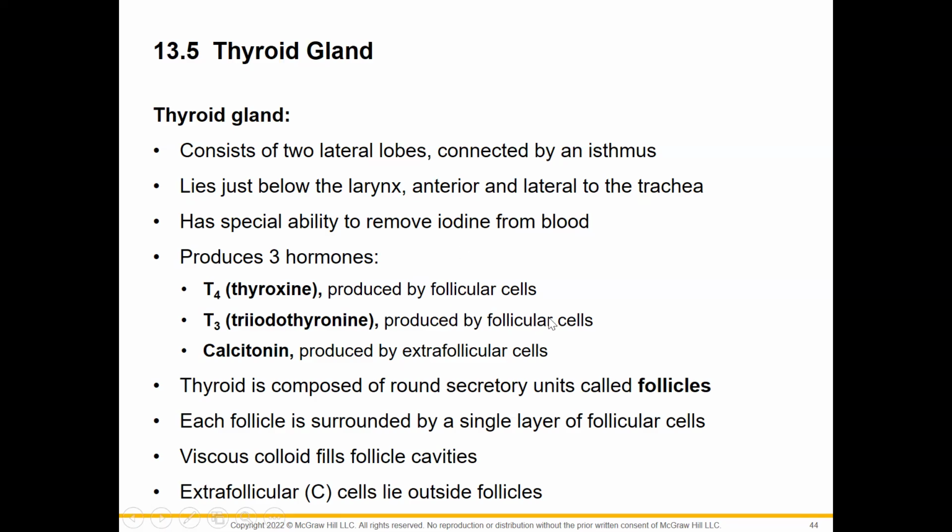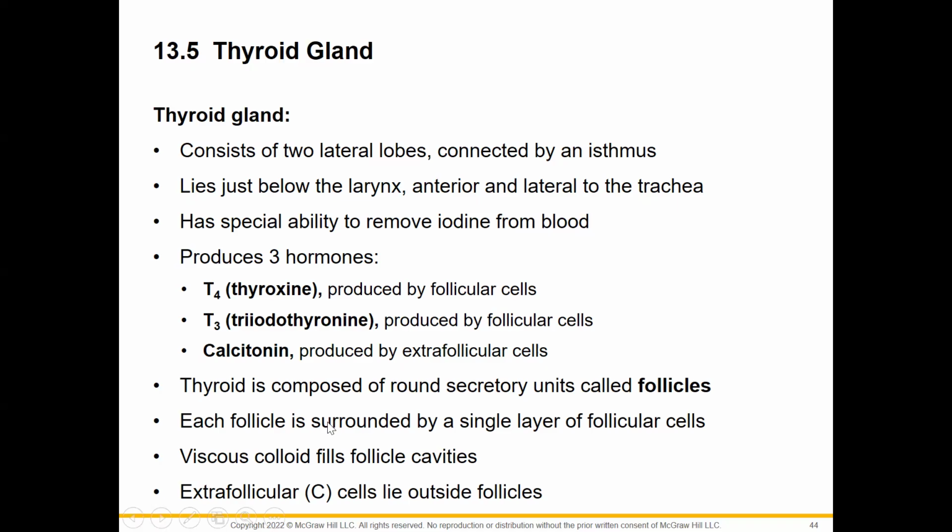Follicular cells are the cells that are producing T3 and T4. Extrafollicular cells, those cells just outside of the follicles, are those that will produce calcitonin. And we already know that calcitonin has a function of monitoring and maintaining calcium levels.